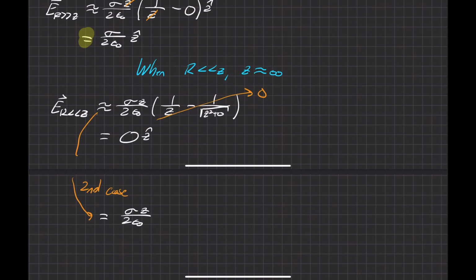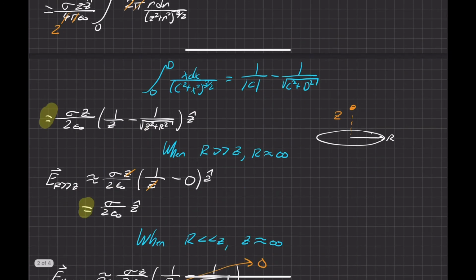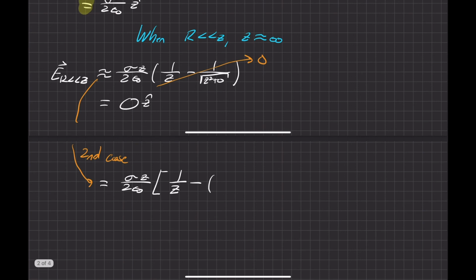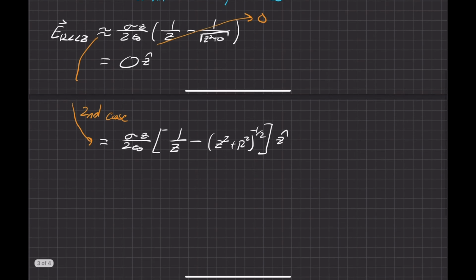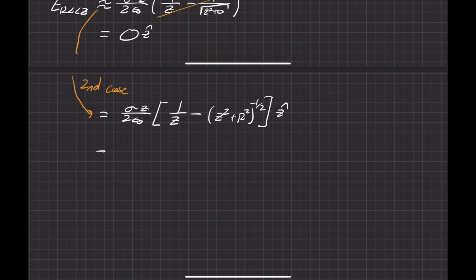In this second case, we still have 1 over Z, and we'll still keep this form. What I'm going to do next is change the form of the 1 over square root that we had over here. Change it to Z squared plus R squared to the negative 1/2. This is still in the Z hat direction, and we haven't made any approximations yet. I'll let you know when the approximations happen.